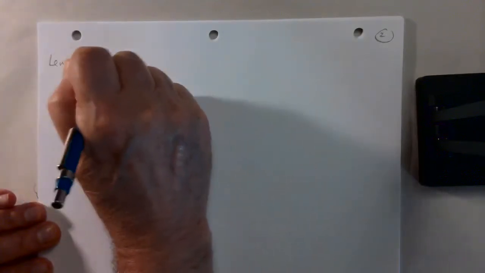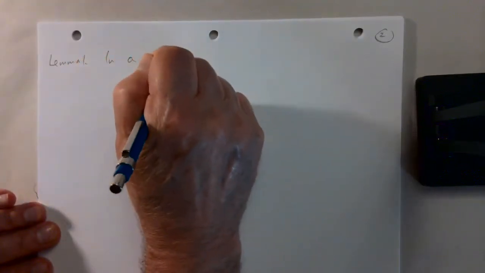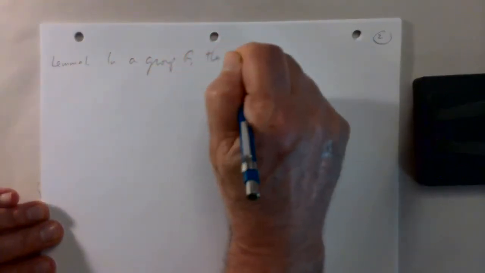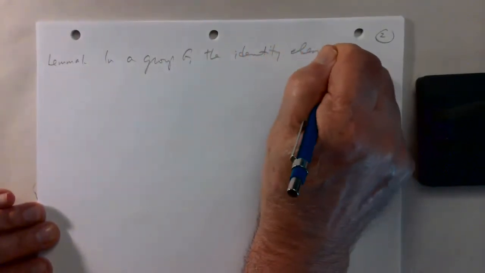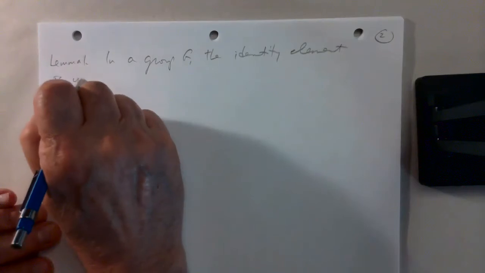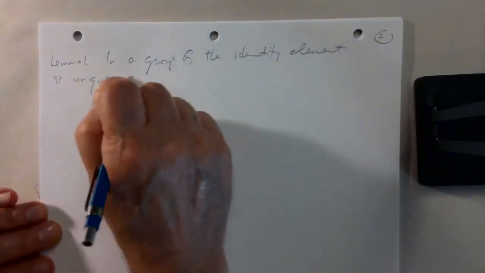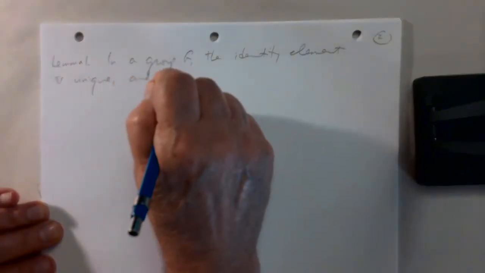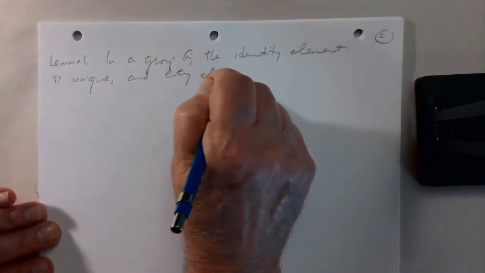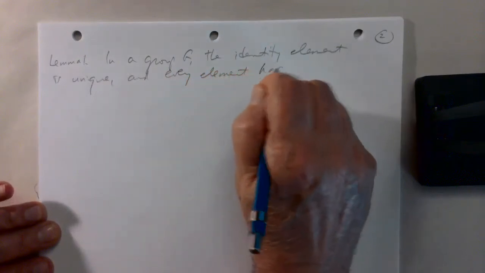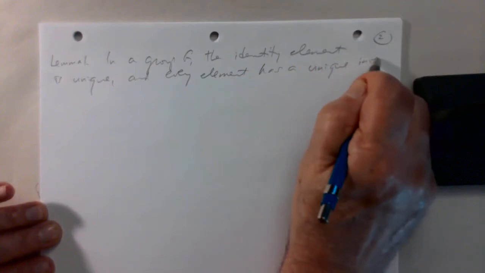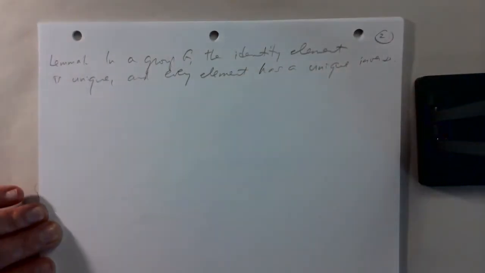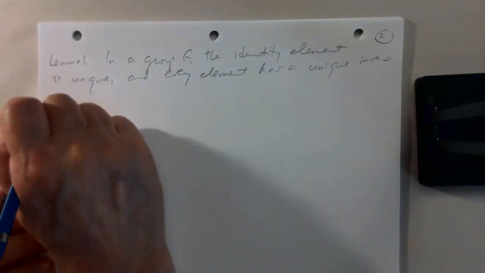So the first lemma says that in a group G, the identity element is unique, and every element has a unique inverse. Proof.